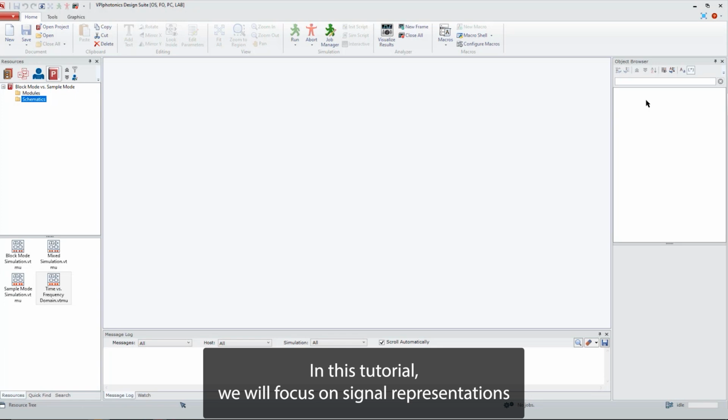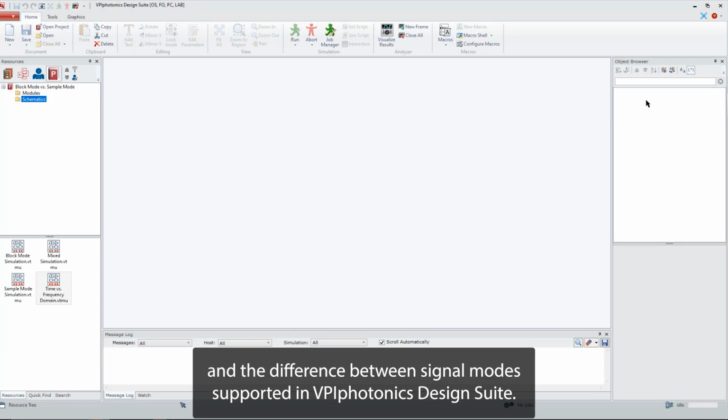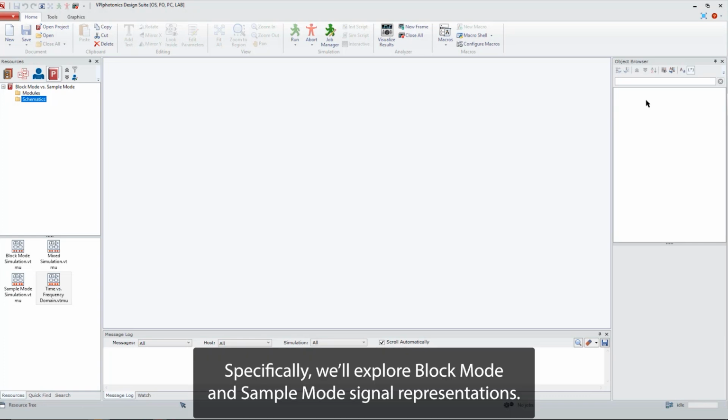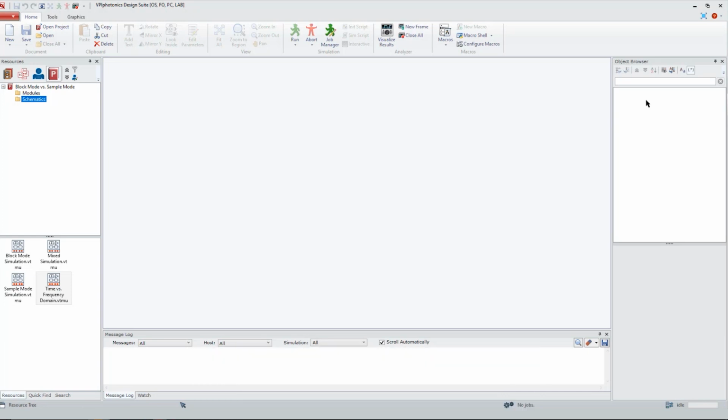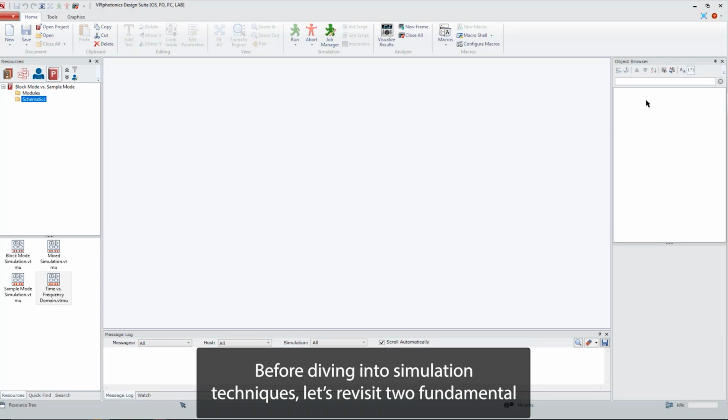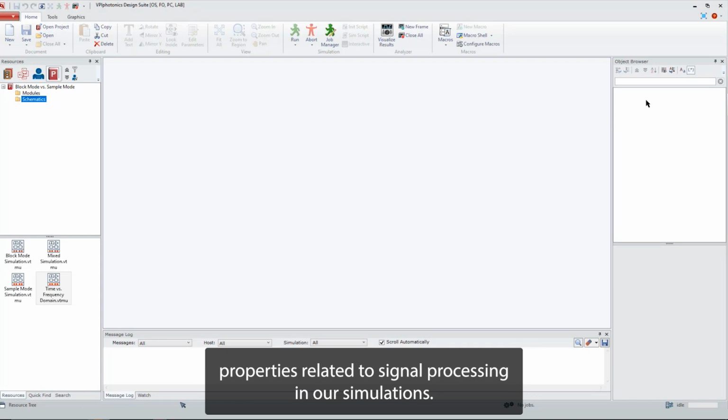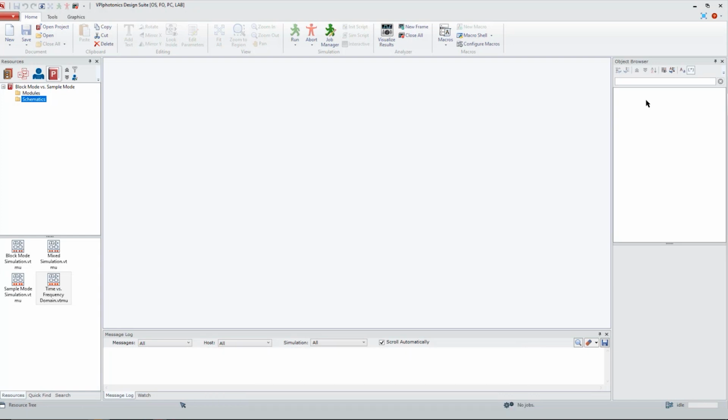In this tutorial, we will focus on signal representations and the difference between signal modes supported in VPIphotonics Design Suite. Specifically, we'll explore block mode and sample mode signal representations. Before diving into simulation techniques, let's revisit two fundamental properties related to signal processing in our simulations.